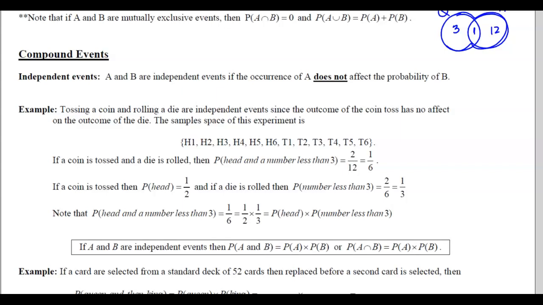So independent events. So A and B are independent if the occurrence of A does not affect the probability of B. So two events, could be more than two events, but we're going to stick with two. And does the probability of the first thing happening affect the second thing? So an easy example would be if you had a bag of red and blue marbles, and you wanted the probability, and we'll do one similar to that, of choosing two red marbles.